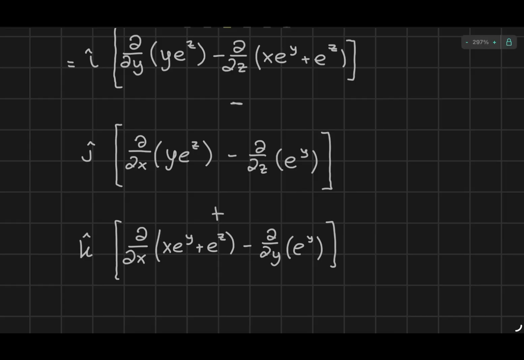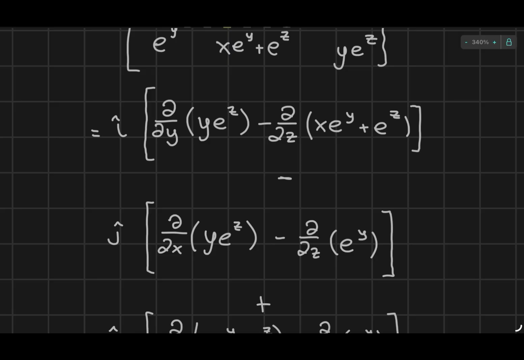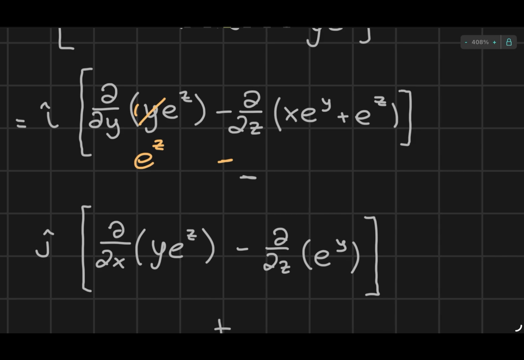So just computing these determinants in a different color, I guess. Our i component, the partial of y e to the z with respect to y, we're pretty much just going to cancel out that y and add a 1. So this is going to be e to the z minus the partial of x e to the y plus e to the z with respect to z. There's no z in this x e to the y component, therefore it is 0. It's treated as a constant. And the derivative of e to the z with respect to z is going to be e to the z.